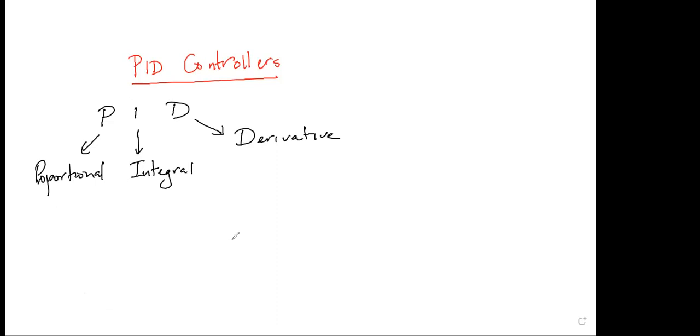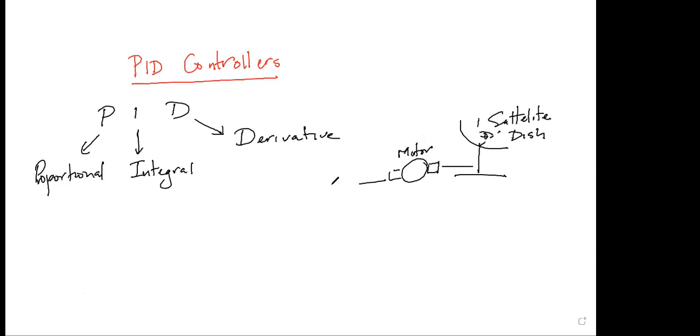All right, so suppose we have a satellite dish, and we want to control the angle theta. So this satellite dish is to be controlled by a motor. And we say that we want the dish to be at 60 degrees. So we are going to run the motor.